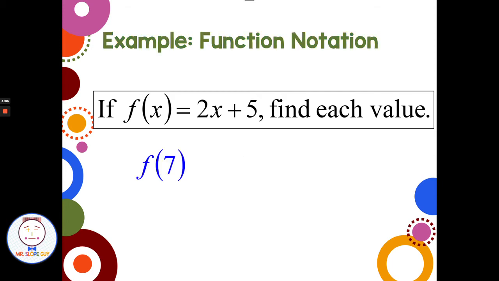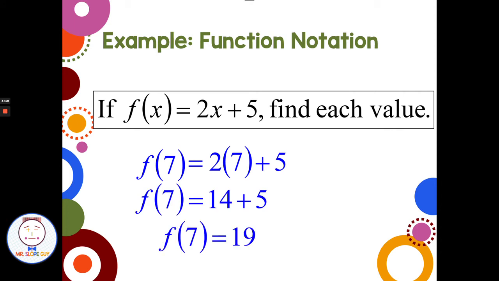Or if we had f of 7, well, f of 7 just means everywhere on the right side I see an x, I need to replace it with 7. So I'd have 2 times 7 is 14, plus 5 is 19. So f of 7 equals 19.